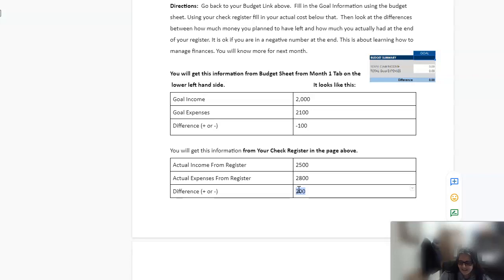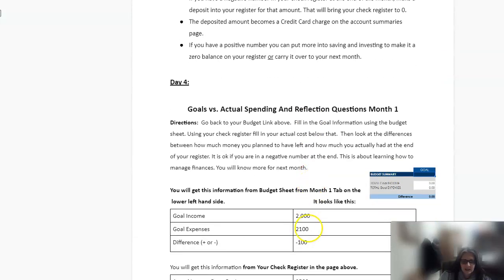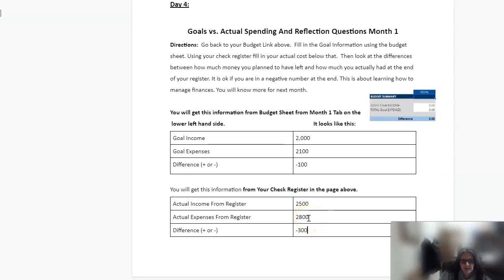2,800, and then my difference is going to be that negative 300. Okay, so I'm hoping that makes sense. So you can always check in with me and I can help you with those pieces.